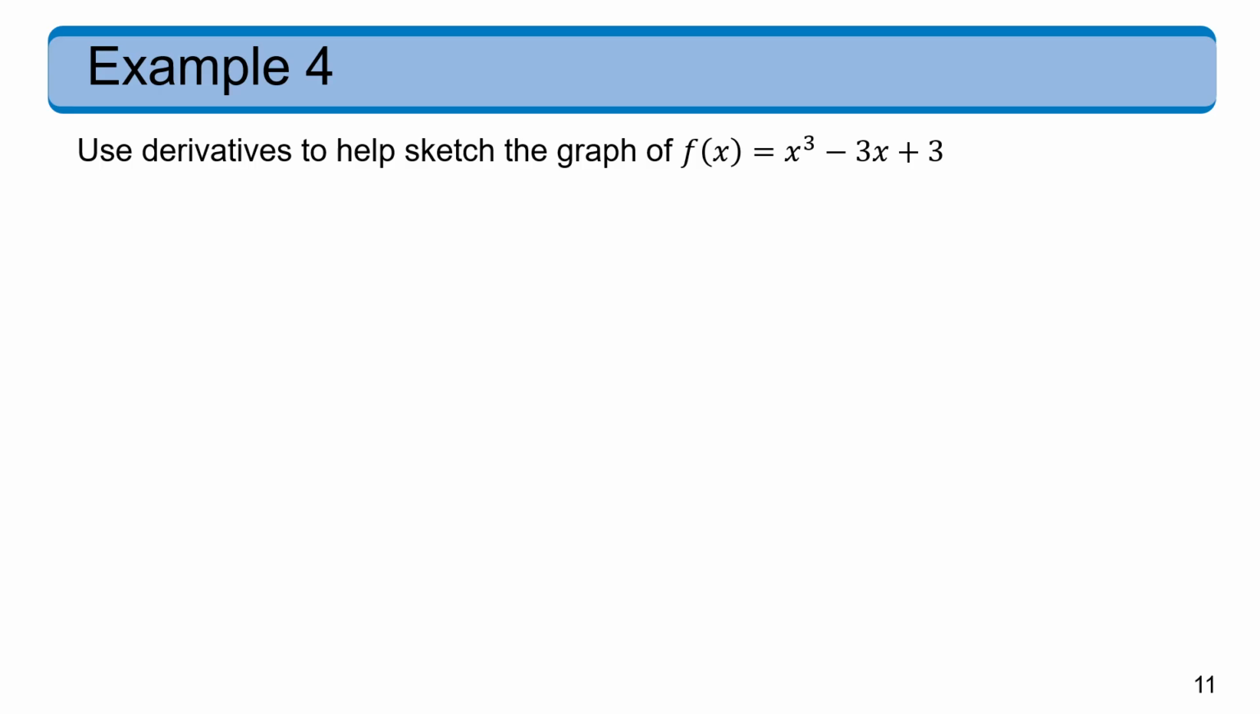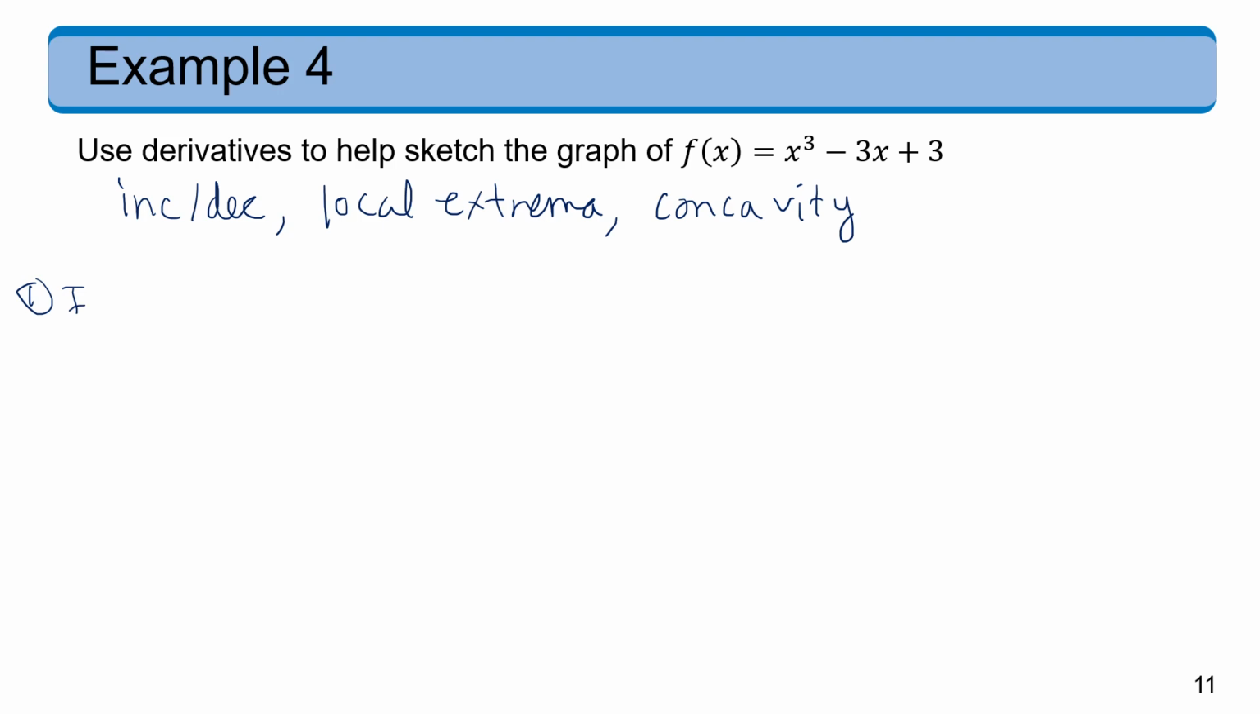So the things we want to look for are, where is this graph increasing and decreasing? Where are the local extrema? And then determine the concavity. Where is it concave up and down? So let's start with increasing, decreasing. That's where we use the first derivative. This test we learned at the beginning of the section is where we found the critical numbers and put them on a number line. That was the basic method we're going to use here.